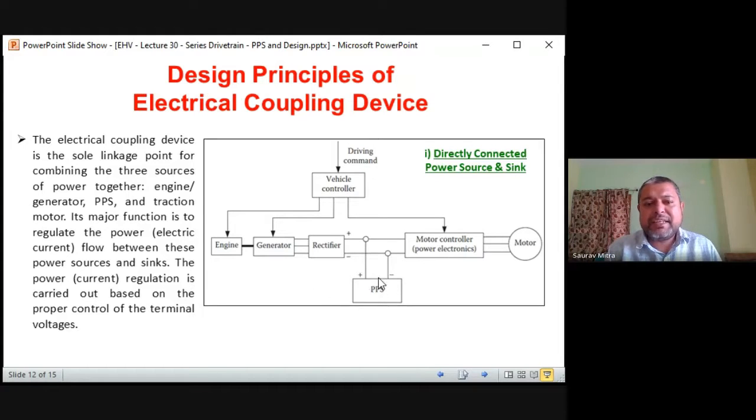So what is meant by direct connection? This engine, generator, rectifier, these two lines, and PPS, these two lines. This plus is connected to this plus, this minus is connected to this minus. So they are connected in a direct connection. That's why this is the series hybrid, and this PPS is directly connected in a parallel manner. So why is it called series hybrid? Because engine and generator are in series. That's why it is called series. It is not because of engine, generator, and PPS. Nothing of PPS here.